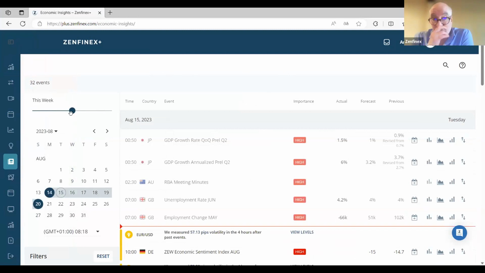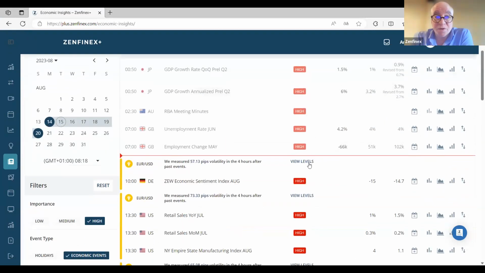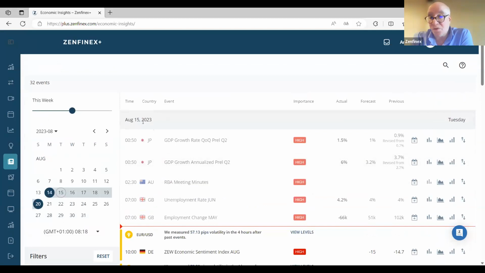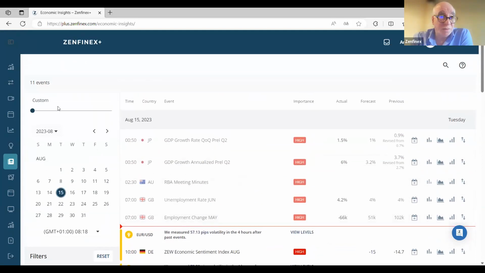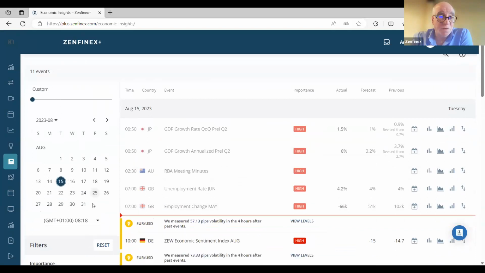So if we look at just this week's news items, right? August the 15th today, we've got some euro dollar news coming out. Let me just make sure that's correct. Yeah, so we've got some euro retail sales coming out later today. I just want to double check something here. Just bear with me for a second.